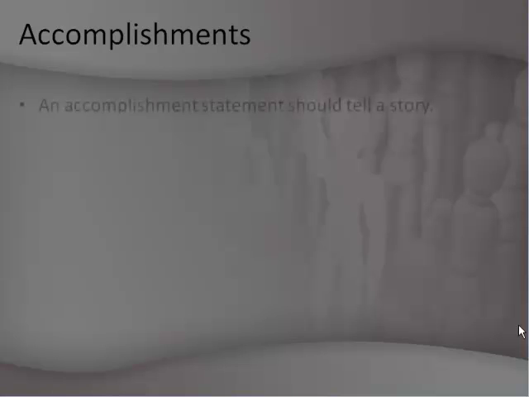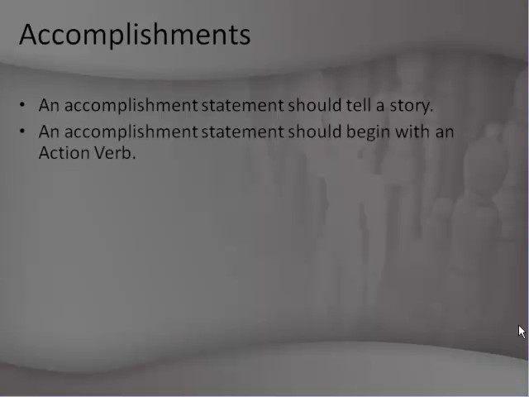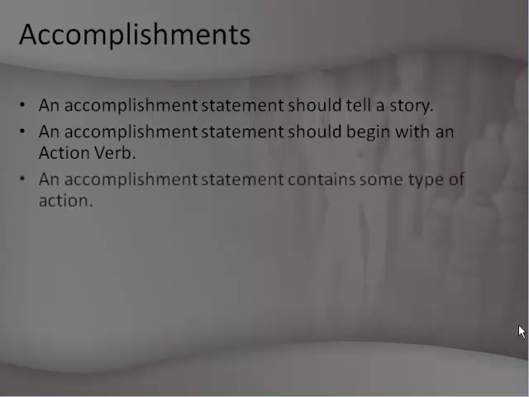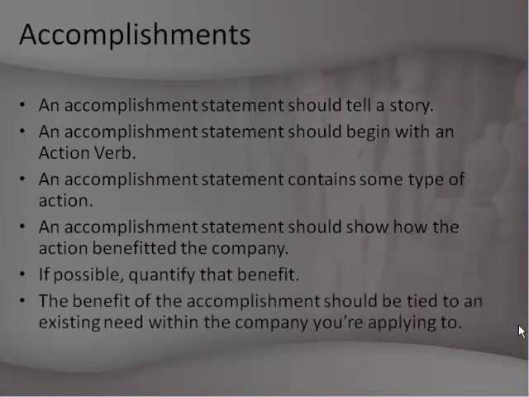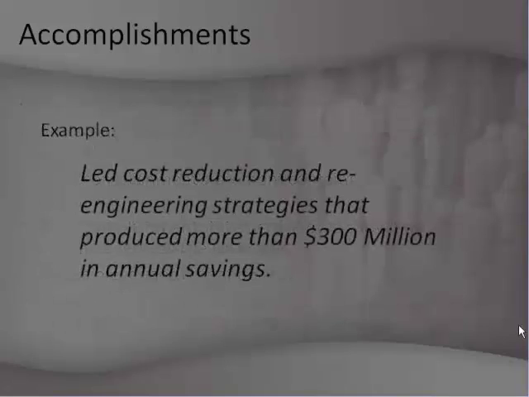First is an accomplishment statement should always tell a story. An accomplishment statement should begin with an action verb. It should contain some type of action. And it should show how that action benefited the company. And if possible, quantify the benefit. And then try to tie the benefit of that accomplishment to the existing need that's within the company you're applying to. Let's look at an example.